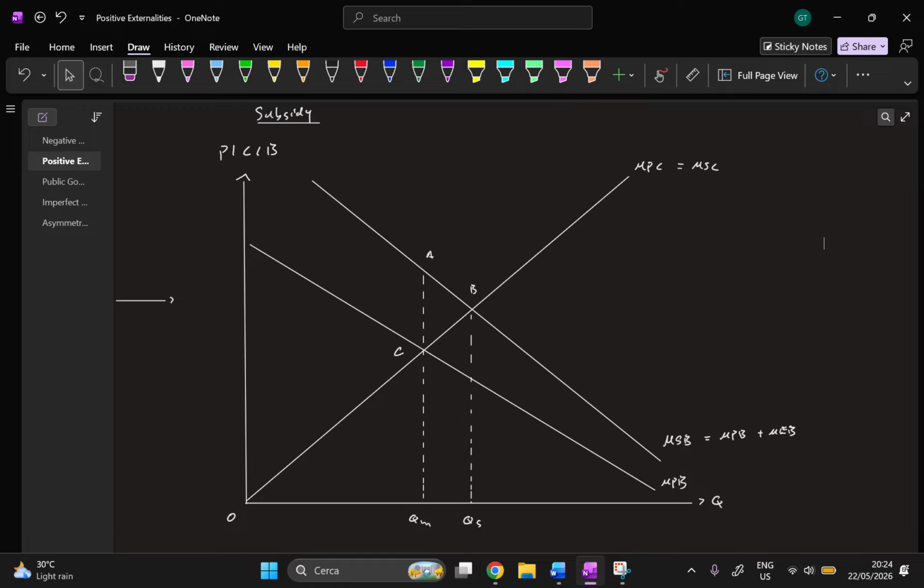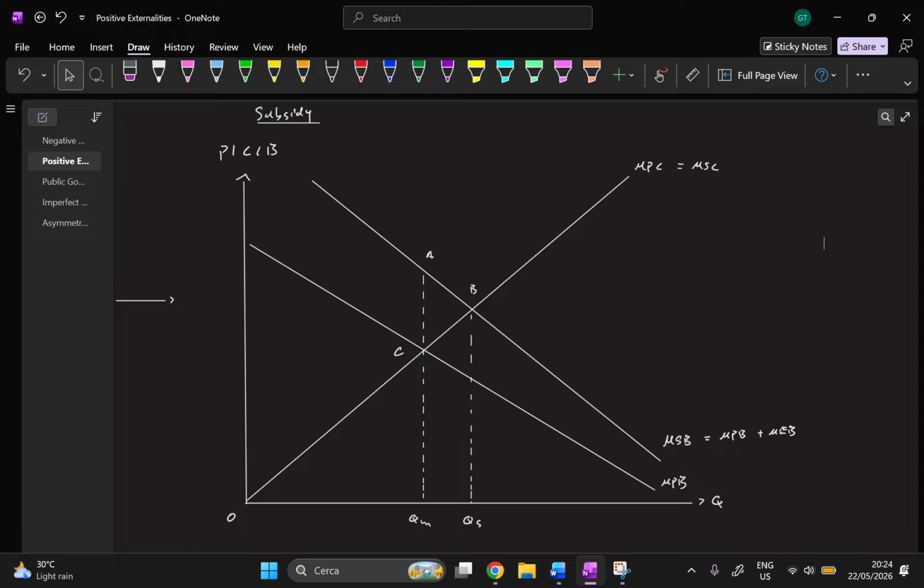Now, this is technically analogous to that because you may recall that the MPC or MSC curve can actually be viewed as a market supply curve, because the supply of a particular product or good or service is basically a measure of what is the cost at each price level, at each quantity level that the producer is willing to incur in order to provide this good.